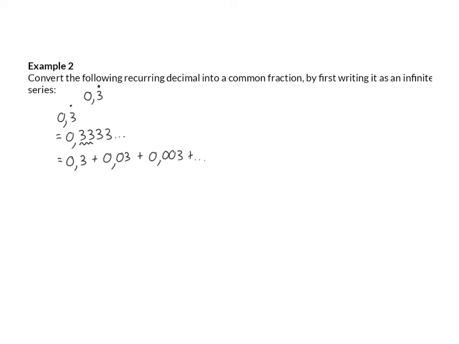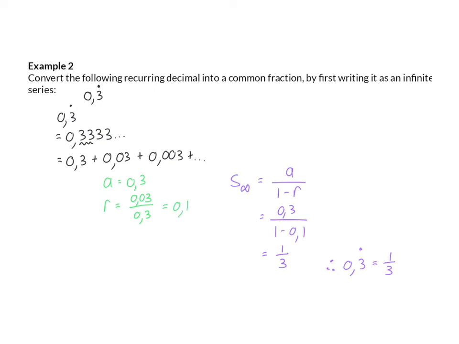Here you now need to see that a in this series is 0,3, and my constant ratio is term 2 divided by term 1, which is then 0,1. And now we can substitute that into our sum to infinity formula. Substitute a is 0,3 and r is 0,1, and that will give us a final answer of 1/3. So this means that we can rewrite 0,3 recurring as a common fraction of a third.